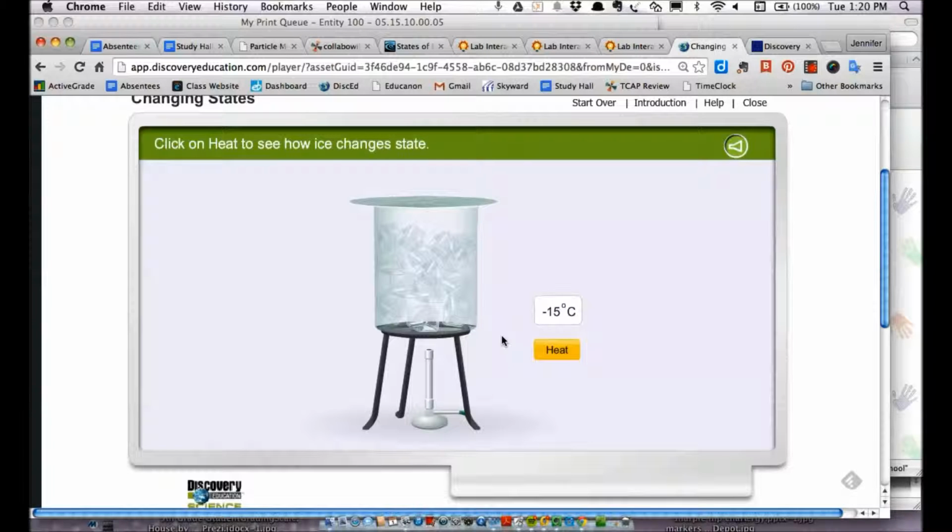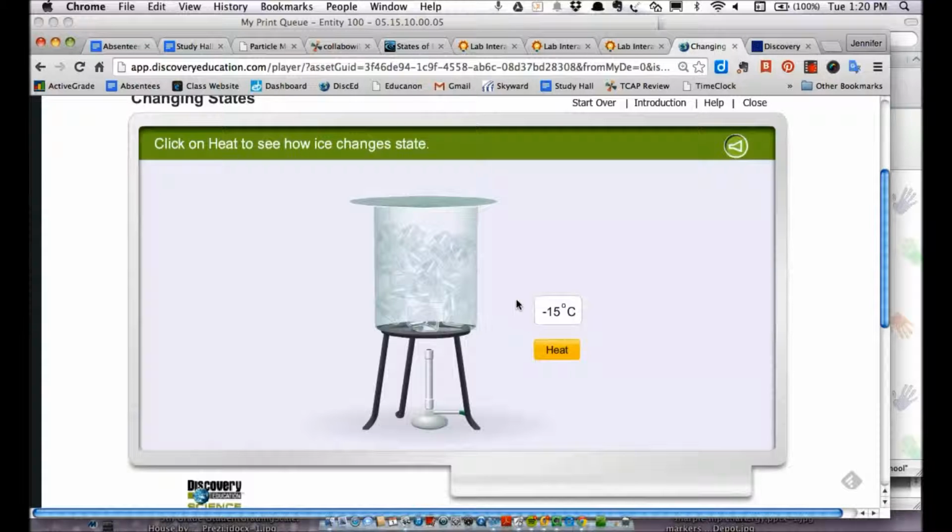At what temperature will we see it start to change over? 0. When it hits 0. So the melting point for water is 0. Will all of it melt immediately? No. Part of it's going to melt first. Which part should melt first? The bottom. Why would the bottom melt first? Addison. Yes, it's closest to the source of heat.